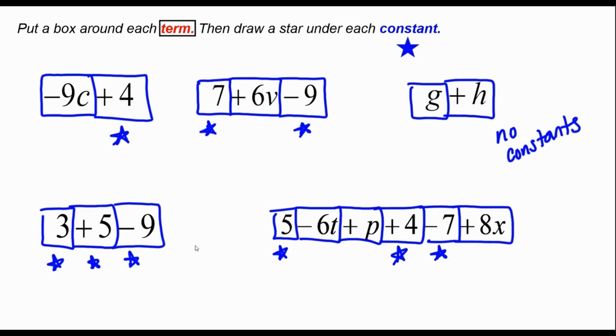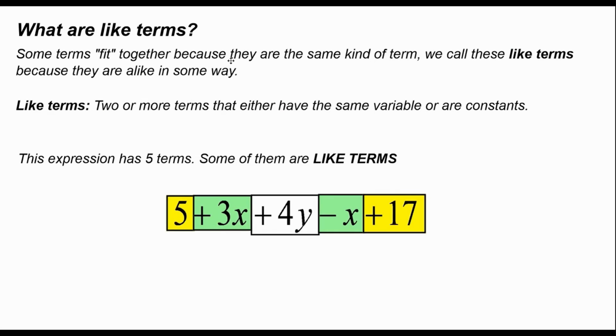So those are all of the parts and pieces of an algebraic expression. We have terms, we've got variables, coefficients, and constants. And then lastly, we want to talk about like terms. So there are special types of terms, and some of these terms fit together because they are the same kind of term. So we call these like terms because they are alike in some way. Now they have to be alike in a very specific way.